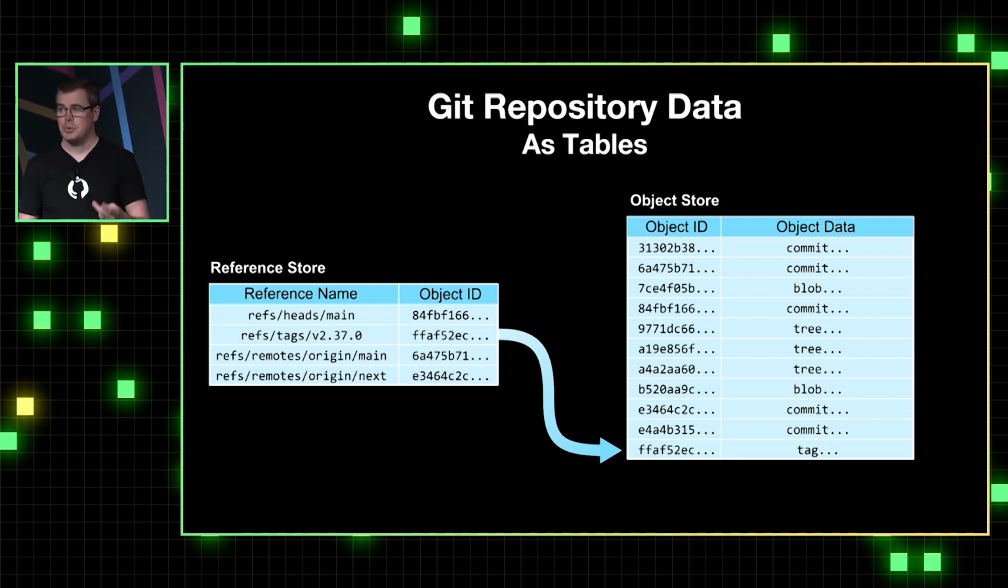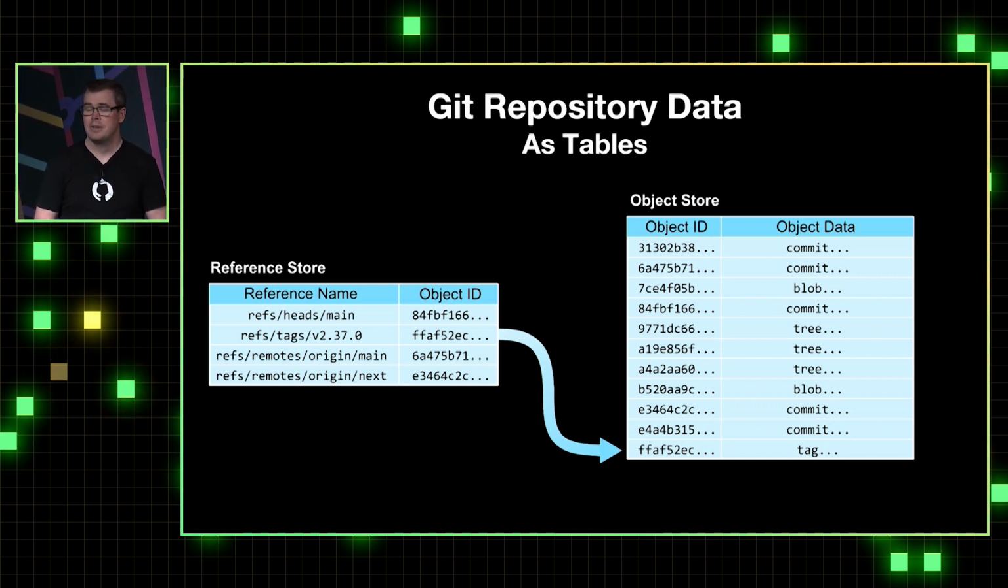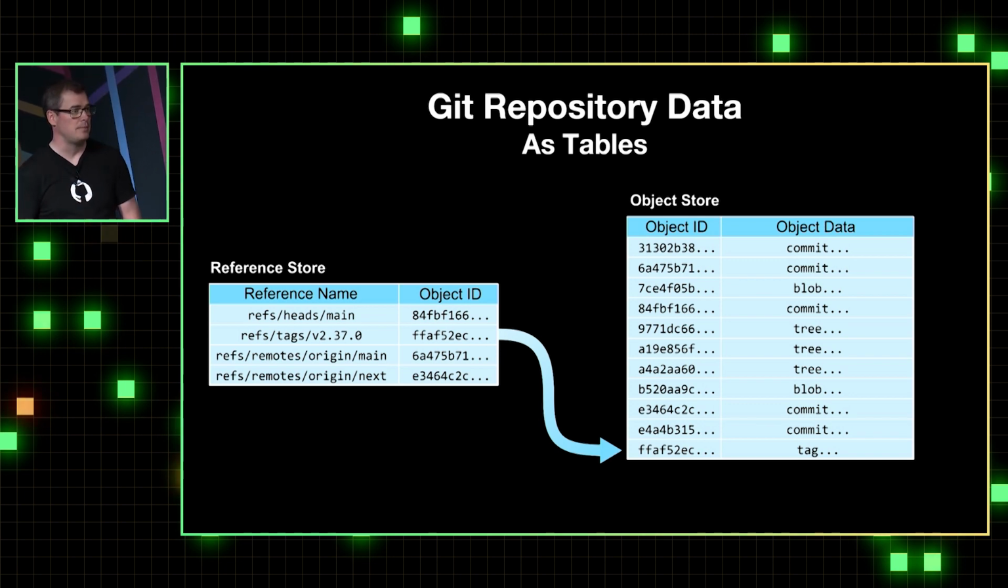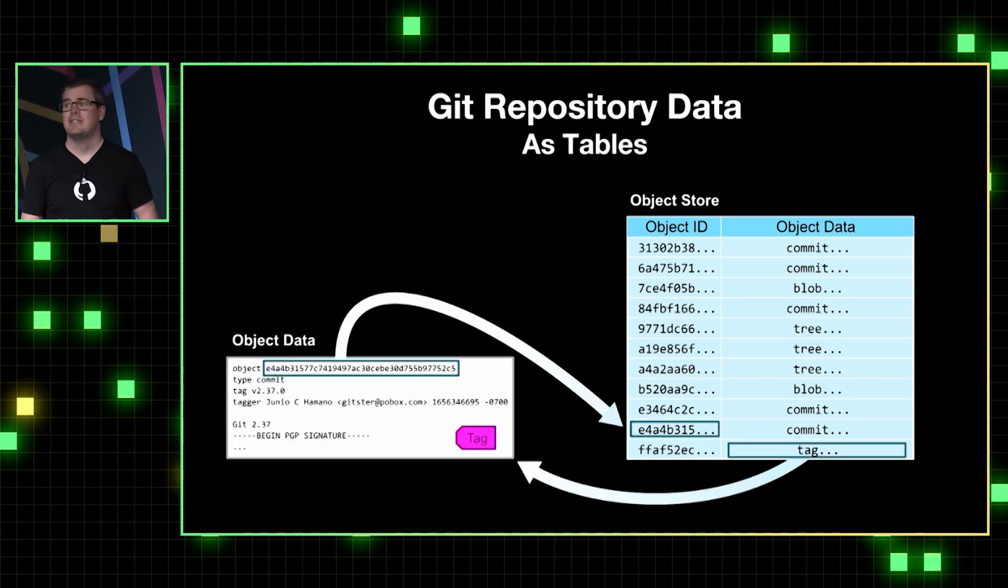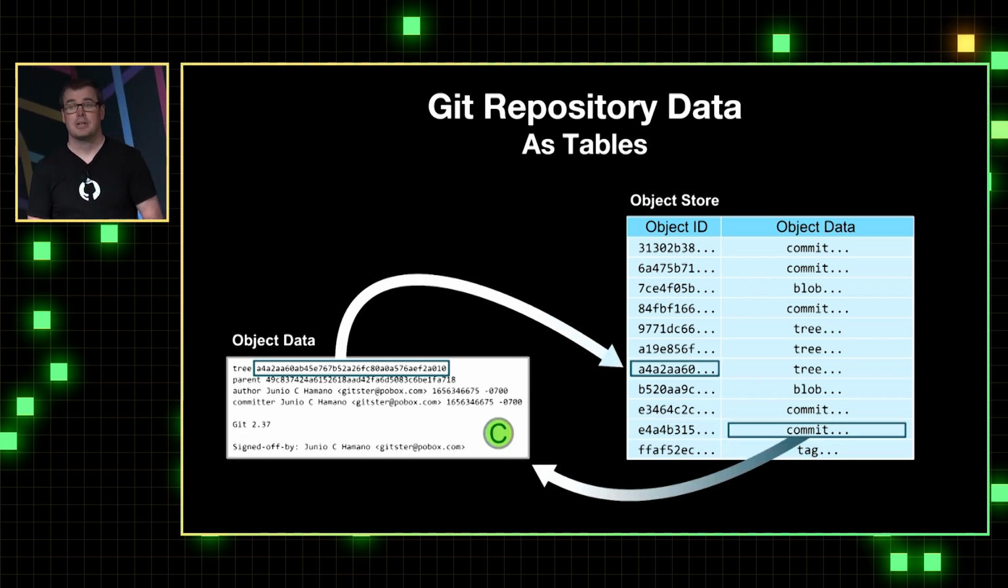The reference store has two columns, the reference name and an object ID. The reference name is the primary key, and these are human-created names that give us pointers into the object store. In this example, we have the refs/tags/v2.37.0 ref pointing to an object in the object store. If we load that object's data, we see an annotated tag. Annotated tags have a human-written message, but they also point to another object in the object store using the object ID. That object, in this case, happens to be a commit.